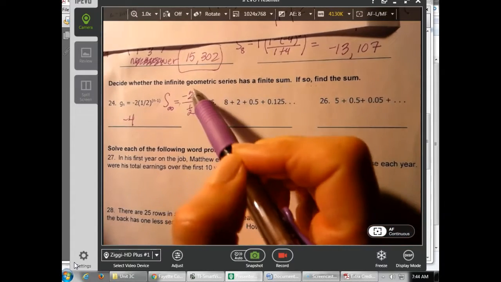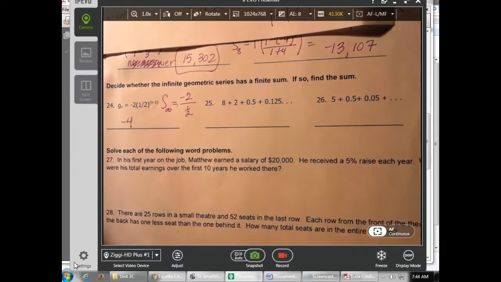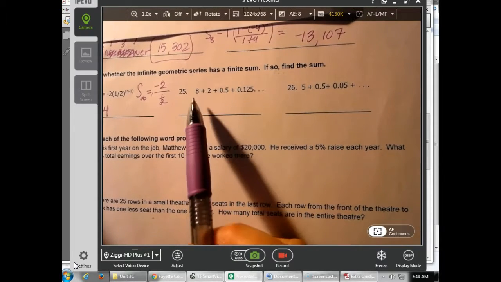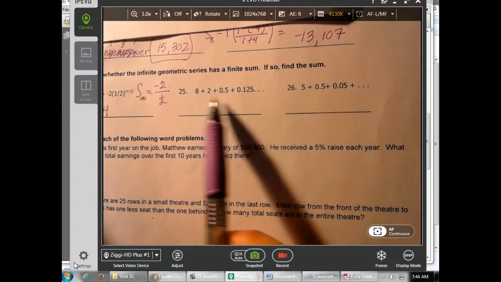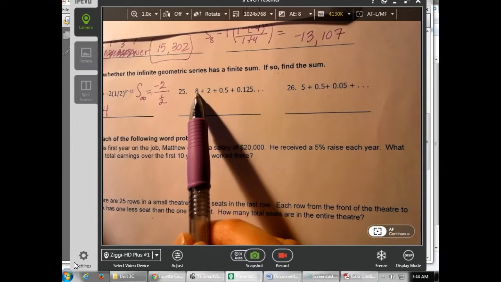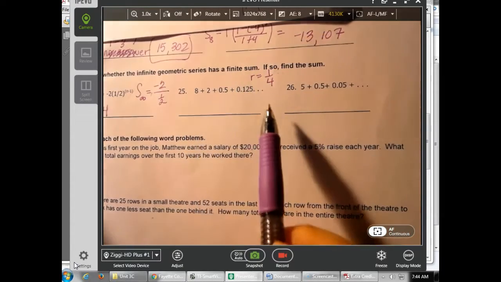Okay, and you can do it in the calculator, or you can do -2 multiplied by the reciprocal here, and you get a -4. Okay, so let's look at the next one. It appears that this is decaying, so I think we could probably do this. So 2 over 8 is 1/4, so R is 1/4. So we can sum this.